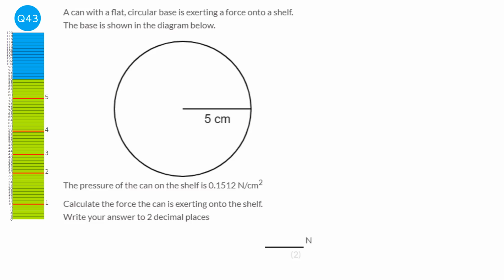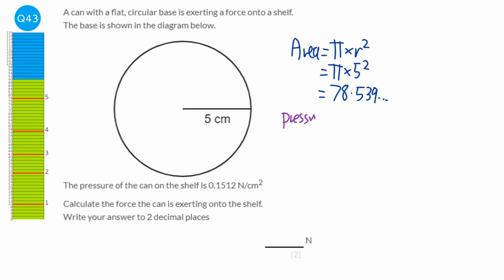To find the force, we need the pressure and the area. We're given the pressure in the question, so all we need to do is find out what the area of this circle is. And the formula is pi times r squared, which will be pi times the radius, which is 5, squared, which will be 78.539 and so on.